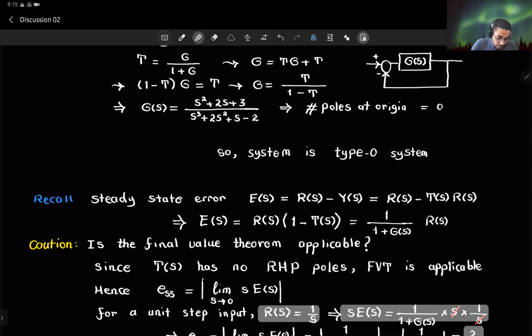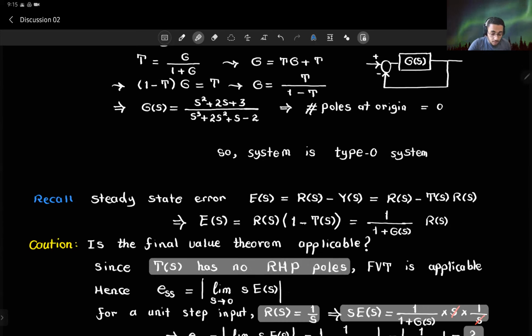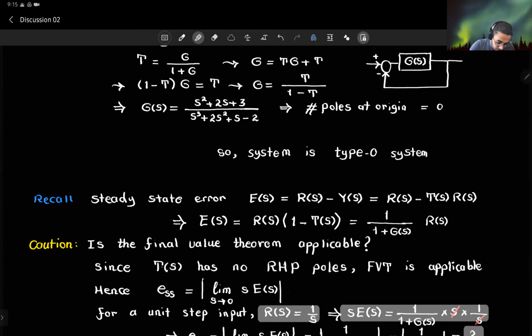Now, before we apply the final value theorem, we need to ask ourselves whether or not the final value theorem is actually applicable, right? Because to calculate the steady state error we apply the final value theorem, and to apply it, we need to make sure that its assumptions apply. One of the main assumptions is that T must not have any right half plane poles, right? Luckily for this system, we see that T, which is the closed loop transfer function, does not have any right half plane poles. In this case, we know that the final value theorem is applicable, and we can continue to calculate the steady state error.